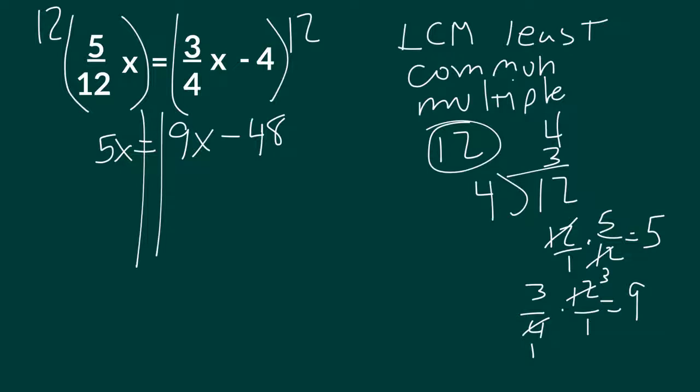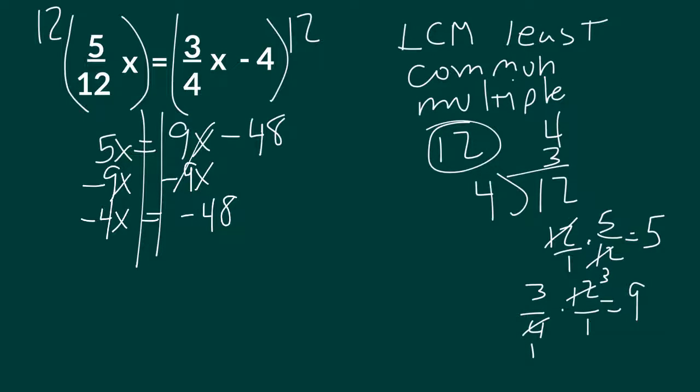Now, normally I like to move the smaller coefficient x over to the larger, but whenever I have no constant on one side, when I just have a term without a constant there, that's the side I want to move the variable to, because it saves steps later. So if I subtract 9x, I'm moving the 9x over to this side. That's going to give me a negative 4x. 9x minus 9x becomes 0. And then I still have the negative 48 over there.